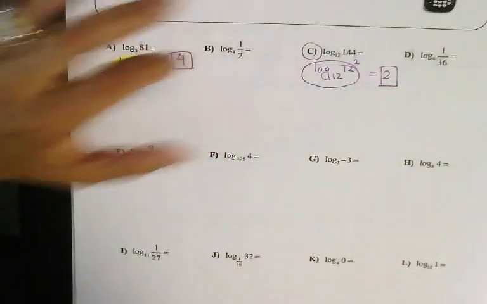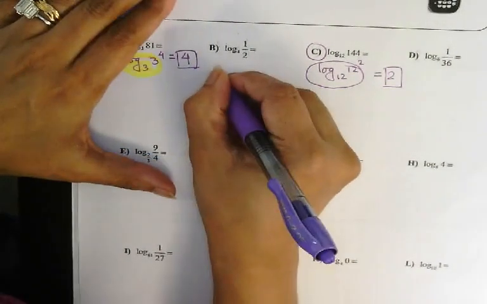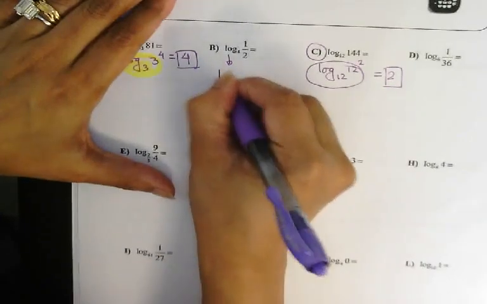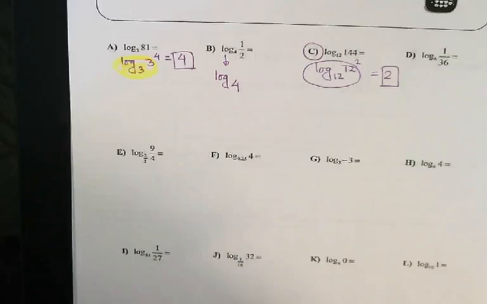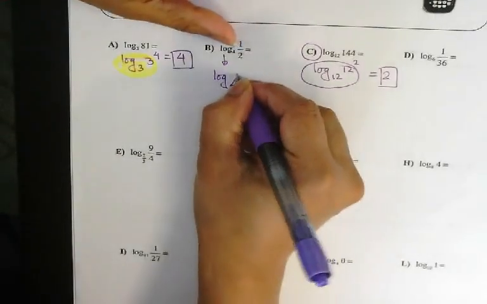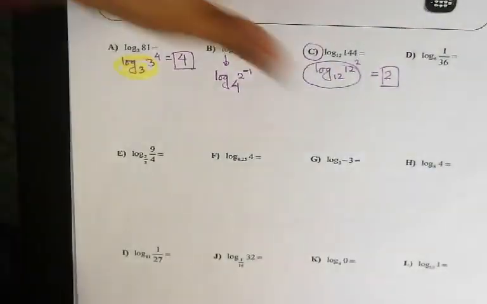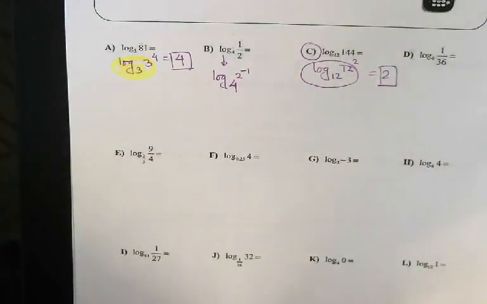So for B, what happens over here is log 4. I have 1/2. How can I make it a whole number? It's a fraction. How can I make it a whole number? -1. So let's put 2 to the power -1. Is everybody good up to here? Okay, -1 we can make it. Great. Now I have a 4, I have a 2.